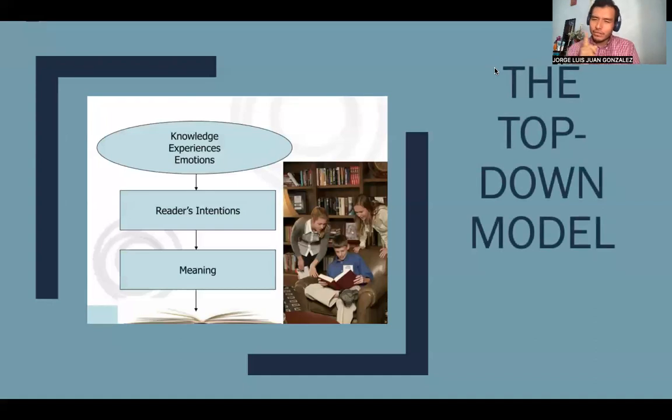On the other hand, we have the top-down model. This approach refers to the use of background knowledge, which is going to lead to the comprehension and understanding of the main idea of the text. Another important aspect that I want to improve in my students.